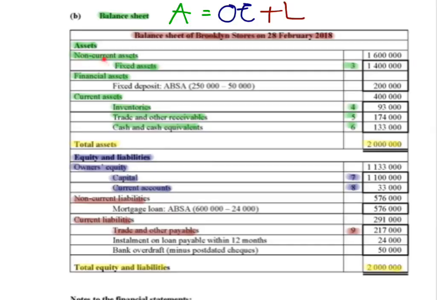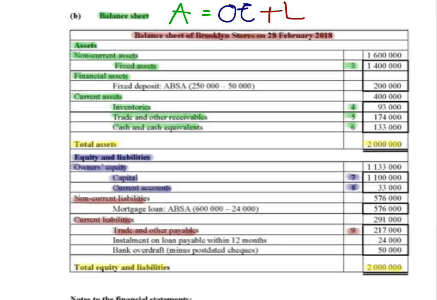Then also part of non-current assets is financial assets. So those are typically your fixed deposits, and those are your fixed deposits that will not mature within the next financial year. So it needs to be a long-term fixed asset if you want to place it under long-term assets.